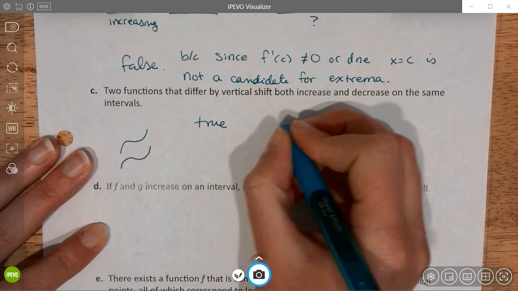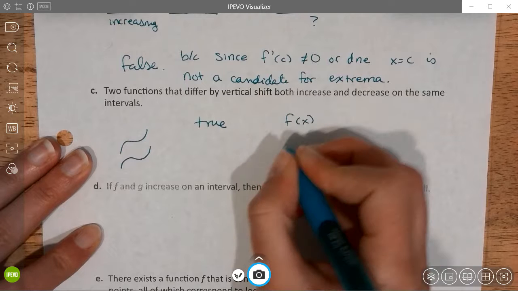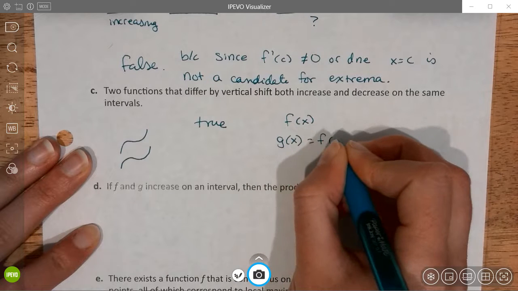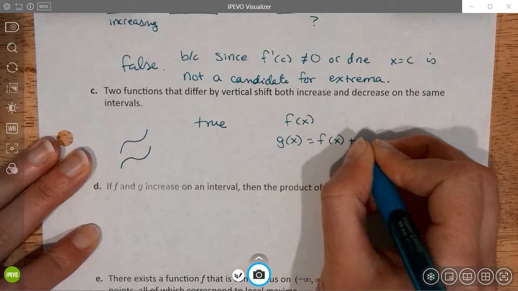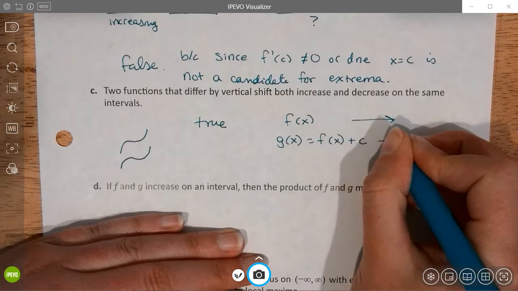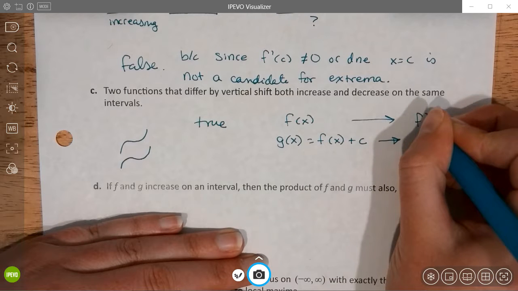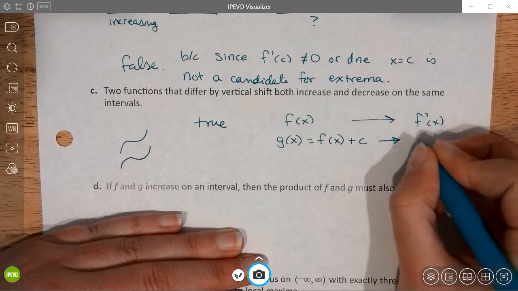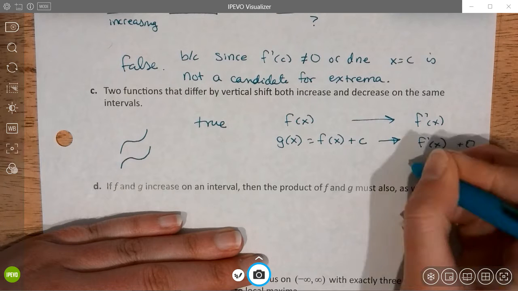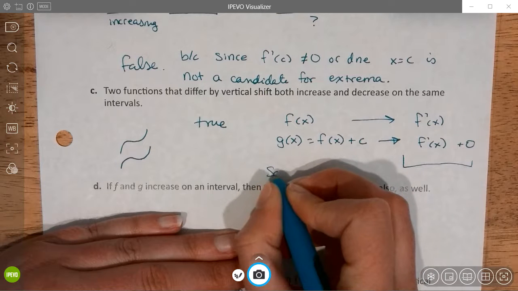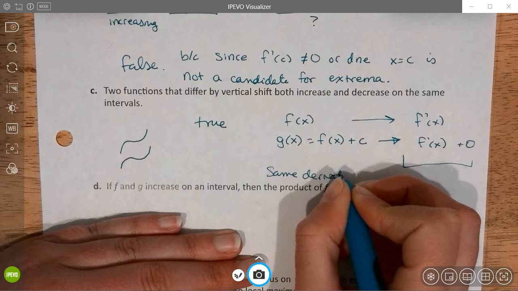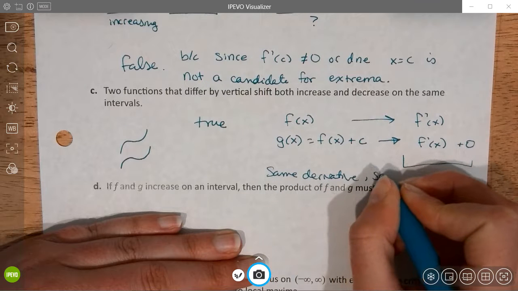Another explanation is this: if one of your functions is f of x, the other function would be f of x plus c, some constant. If I differentiate both of these, the derivatives would be f prime of x, and f prime of x plus 0, because the derivative of c is 0, and so they have the same derivative. And since they have the same derivative, they have the same intervals of increase and decrease.